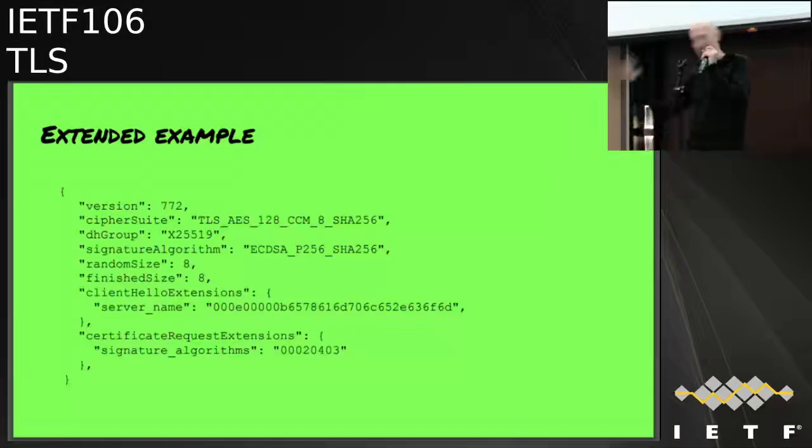And by the way, don't do HR because that doesn't make any sense. This has reduced random and finish sizes to give you a highly compact thing. This is going back to the Lake use case. And then here are the extensions, so that's SNI and the signature algorithms as well for certificate request. So this also implies you're going to do mutual TLS authentication.